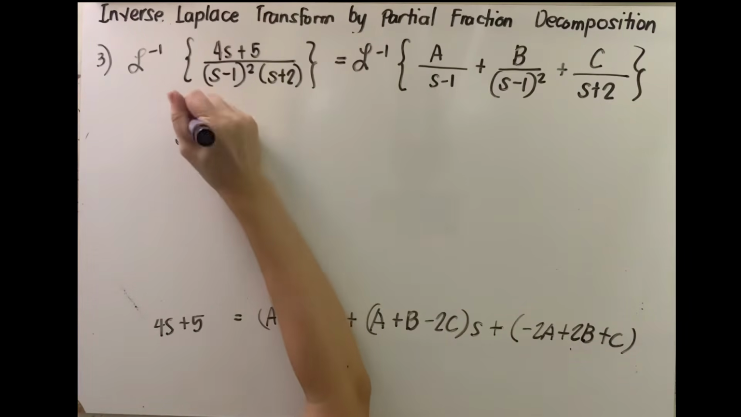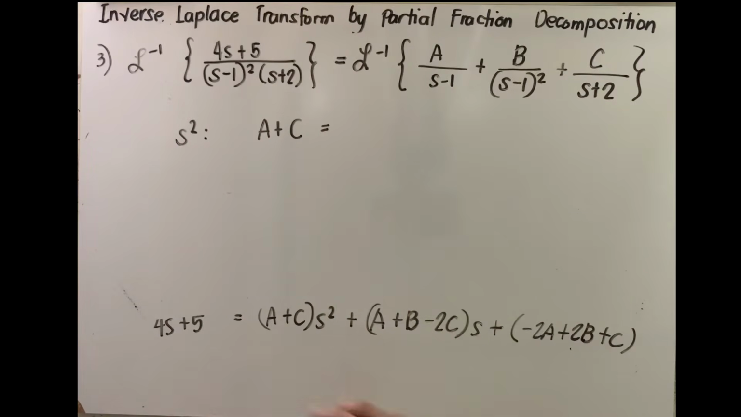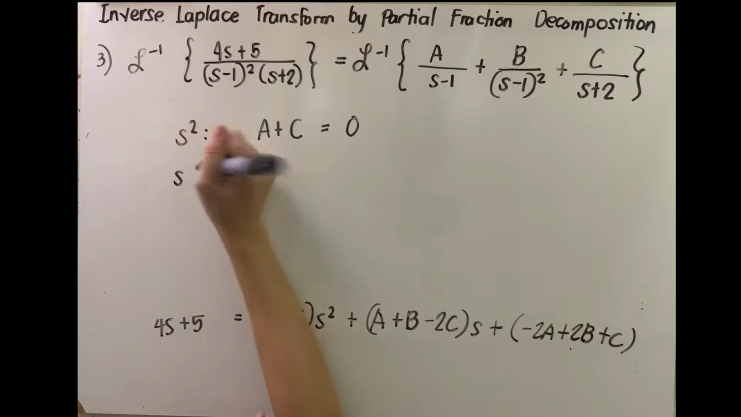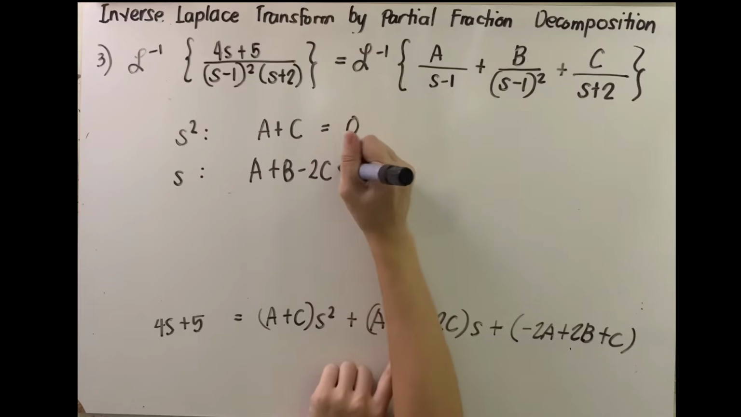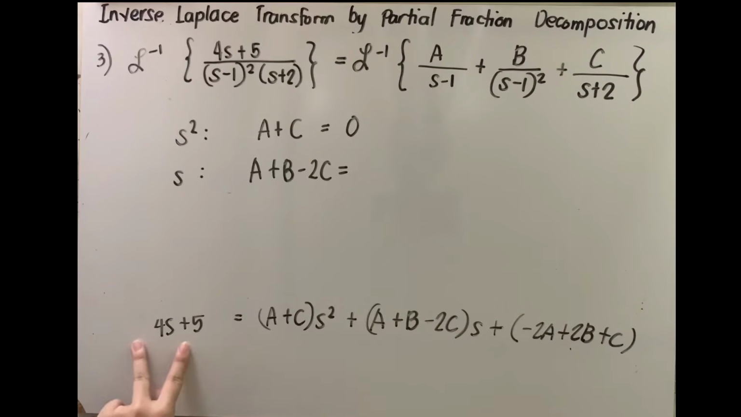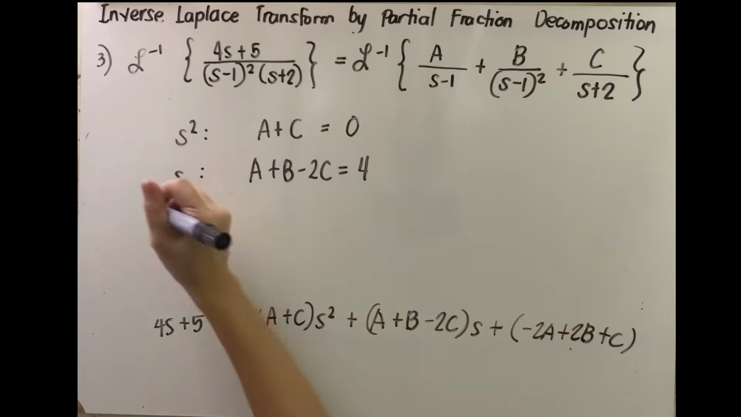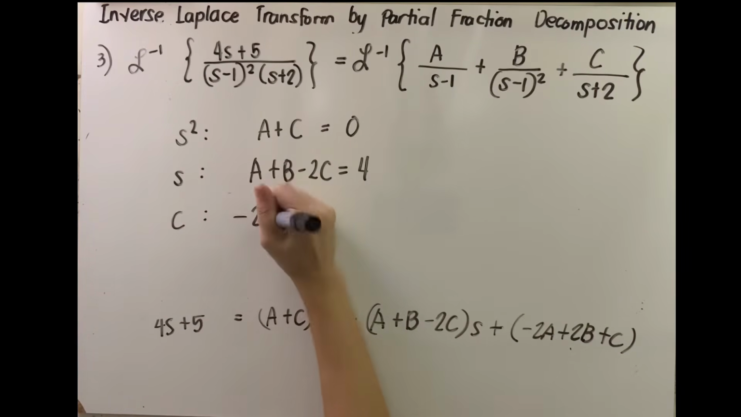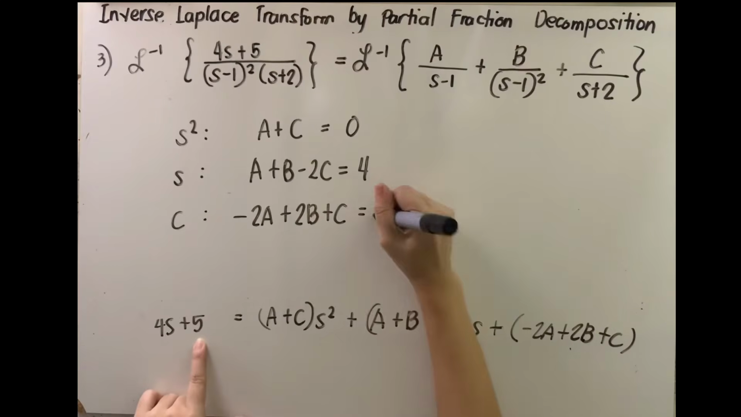So you'll get for S squared, on the right side, you have A plus C. And on the left, hanapin mo yung S squared term sa left. Walang S squared terms. Ibig sabihin, 0. Okay? Hanapin natin si S term. So, ang S term natin ay A plus B minus 2C. Okay? Tapos, hanapin mo si S term sa left. So, ang S term natin dito is 4S, which means this is equivalent to 4. And then, lastly, you have your constants. That's negative 2A, positive 2B, positive C, and therefore, that's equivalent to 5. Kasi 5 yung constant mo sa left.